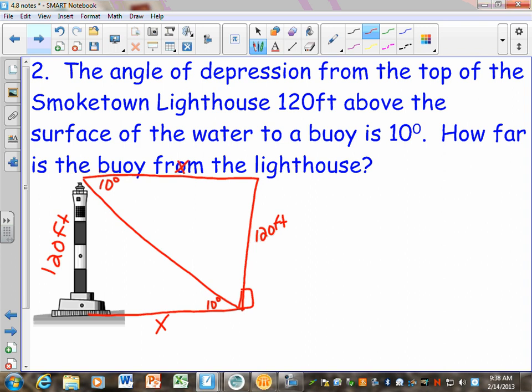And so then again, you want to look at what you have. We have this angle, this side, and we're looking for this side. So which trig function do you want to use? Yeah, I think tangent would work well again. I would have tangent of the angle, which is 10 degrees, equals opposite over adjacent, which would be 120 over x.